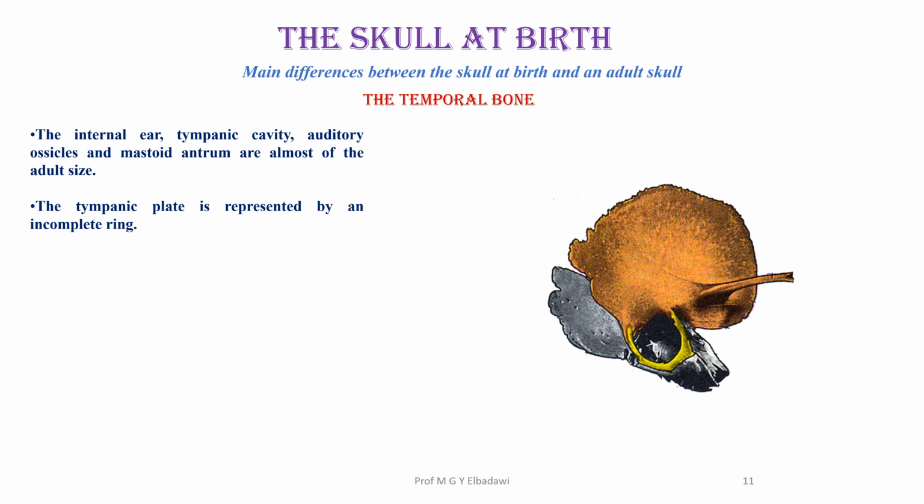The tympanic plate is represented by an incomplete ring. That ring is shown here in yellow. That is the tympanic ring, which has not developed to the adult size yet.